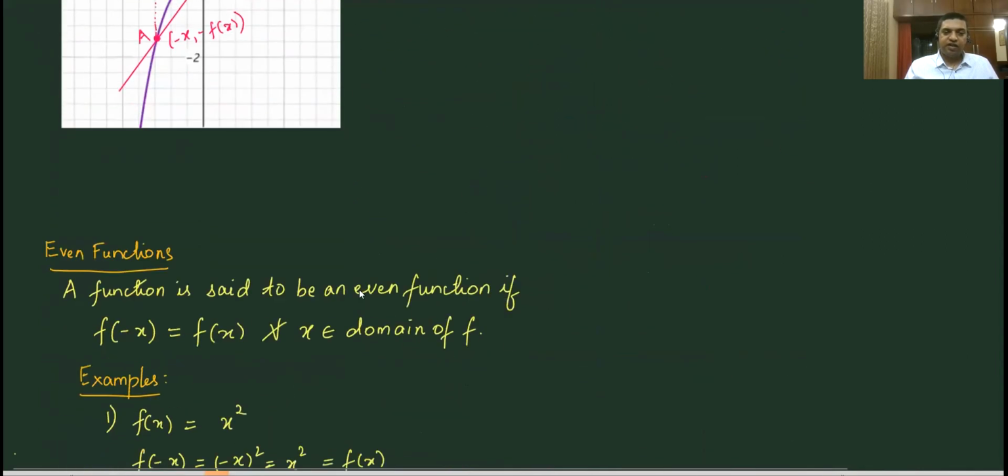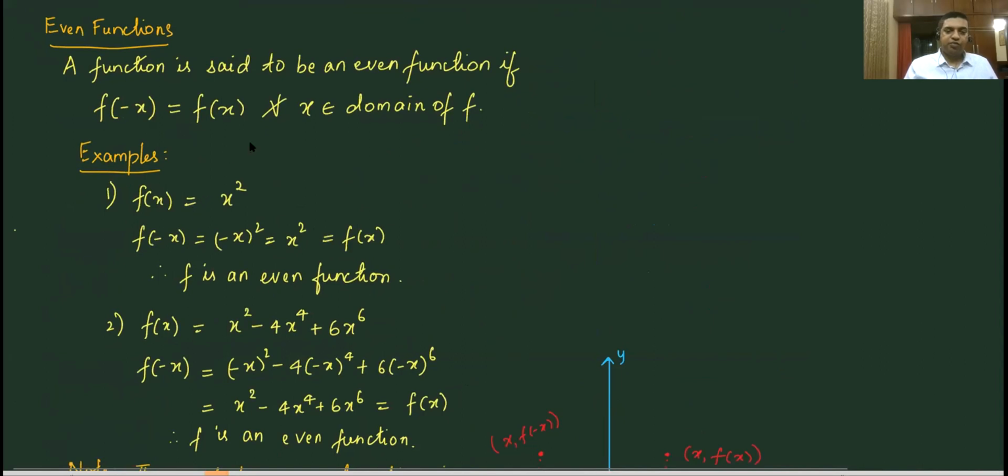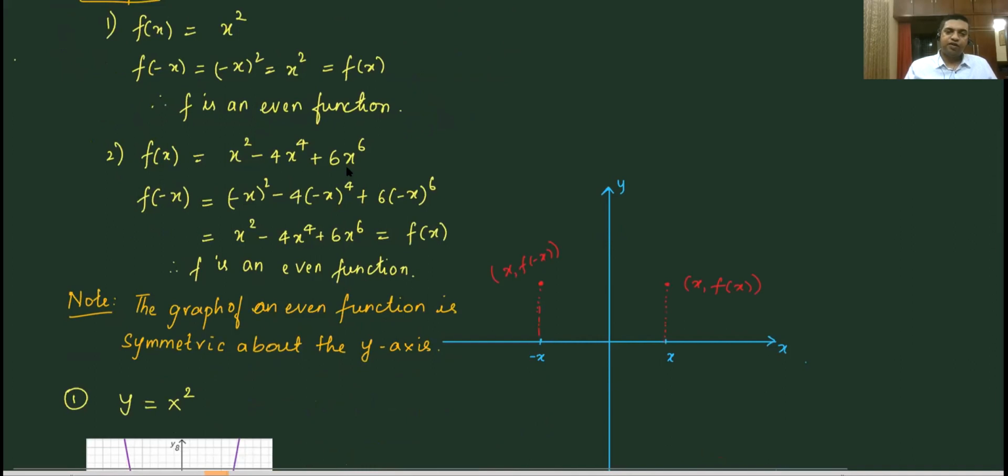Now let's look at even functions. A function is said to be even if f of minus x is equal to f of x for all x belonging to the domain of f. So even functions, if it's a polynomial, will all have even powers. So if it has even powers, f of minus x whole square becomes x square. Similarly here, it is polynomial terms with all even powers. So f of minus x will be f of x.